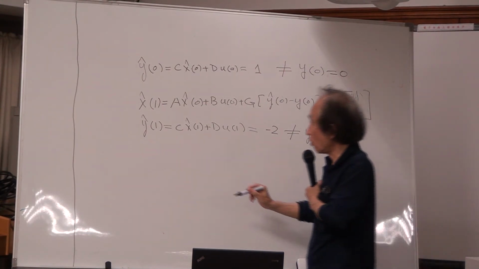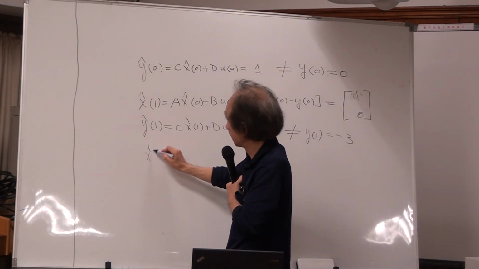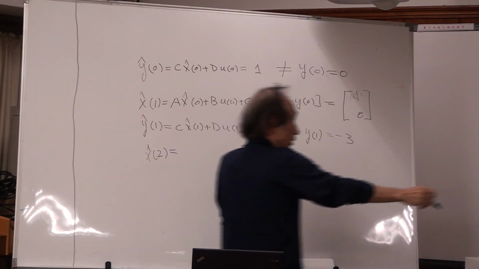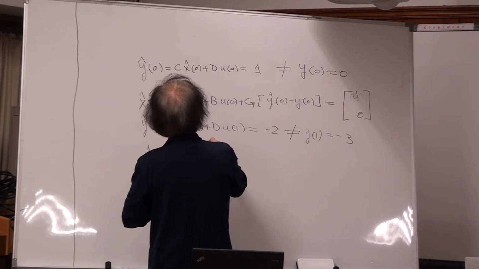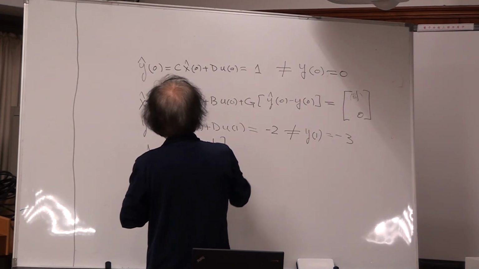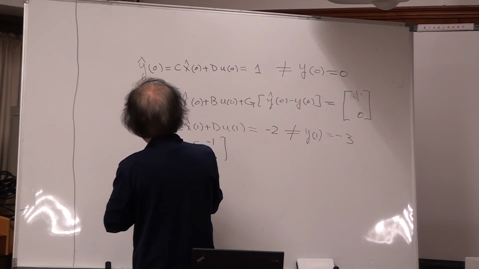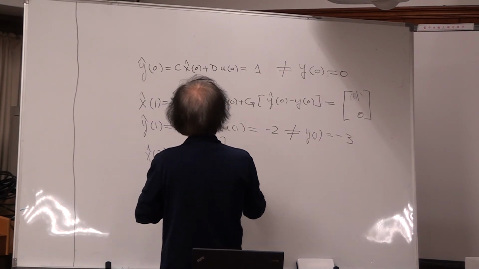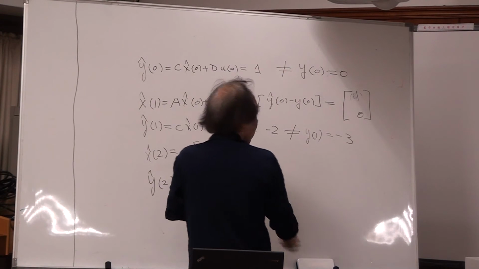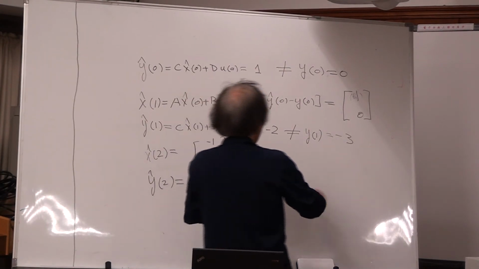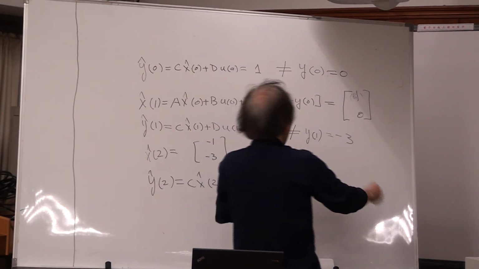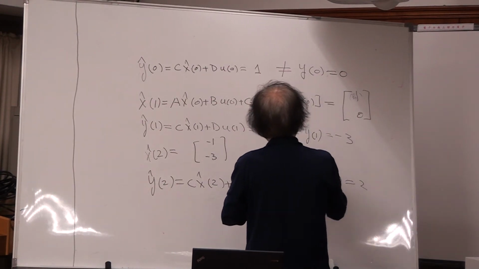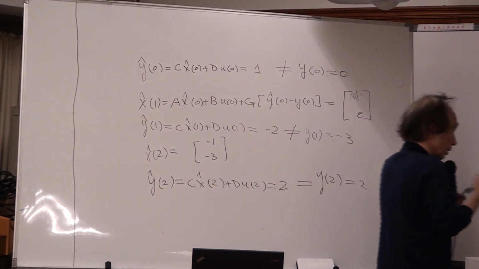If you look at x hat 2, you look at from the screen there, that equal to -1 and -3. My y hat 2 equal to cx hat 2 plus du2, then that is equal to 2. How about my y2? My y2 also equal to 2. Equal. Alright.